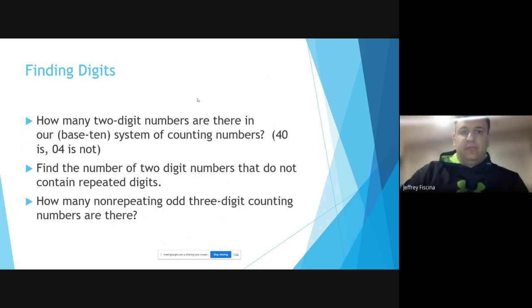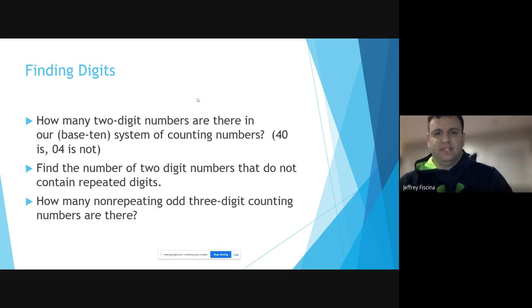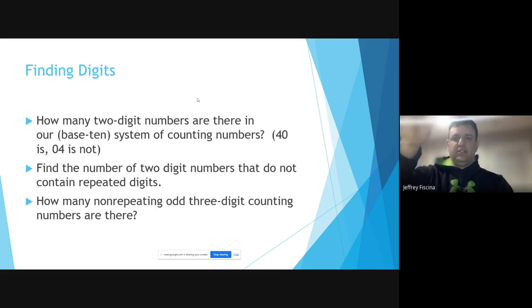How many non-repeating odd 3-digit counting numbers are there? Okay, so then what you've got to figure out is how many things could go into the first unit, right? The first unit is the 100s digit. Again, if we put a 0 there, it's not a 3-digit number. So we have 9 options for the first digit. We go to the second digit. We can't repeat anything. So whatever we used in the first one, we can't use it in the second one. So it's down to 9 again.